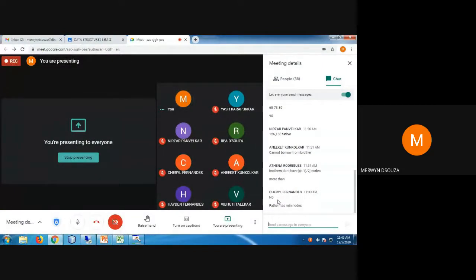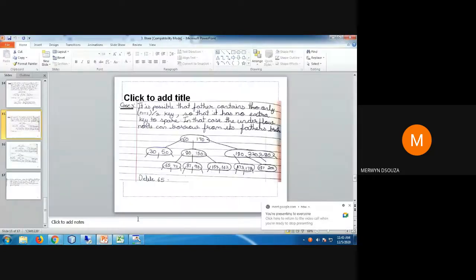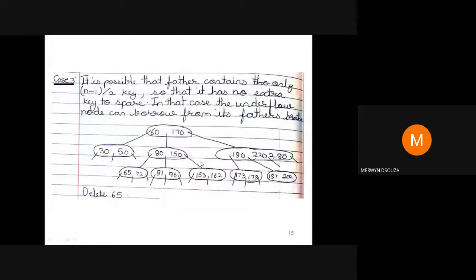Okay, yes. Cheryl says no. Yeah, you're correct, Cheryl. Father also does not have extra keys. The parent node also does not have extra keys, so I cannot pull it down. If I pull the separator key down, this 80, then this node will also result in an underflow, and it will cause me a problem.